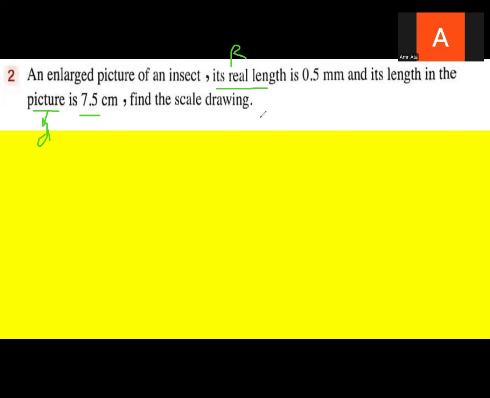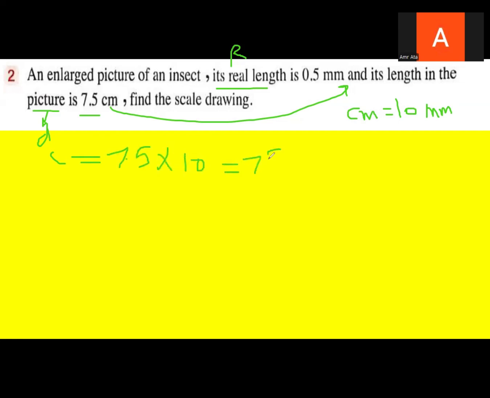I have 3 steps: convert, draw to real, simplification. Convert: I will convert centimeter to millimeter. I know 1 centimeter equals 10 millimeter, so I will times it by 10. Convert equals 7.5 times 10 equals 75. This is the first step.